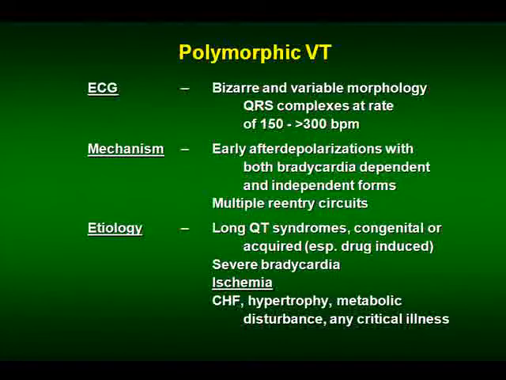That's because there are mechanisms, some of them can be multiple reentry circuits, and the other ones are early afterdepolarizations, which are both bradycardia dependent and bradycardia independent. And the etiologies are diffuse. Repolarization abnormalities, both that lead to long QT intervals, whether they're congenital or acquired, especially if they're drug-induced. Severe bradycardia leads to this. Ischemia is probably the most common cause, particularly for the non-bradycardia dependent ones. But other things, hypertrophy, heart failure, metabolic disturbance, any critical illness can give rise to polymorphic arrhythmias.